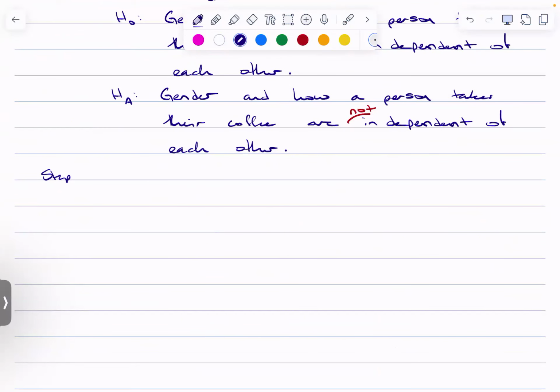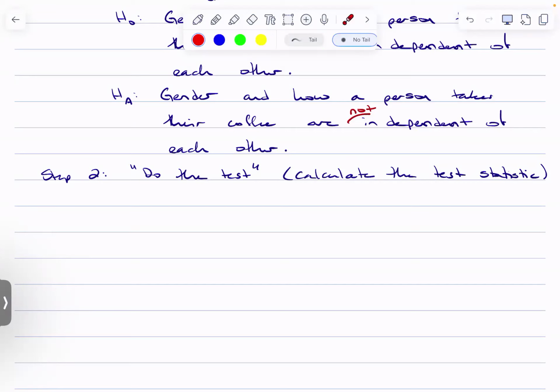So in step 2, we do the test. I call it do the test, but it's really calculate the test statistic. Which I have to point out now because for some reason last term, you know how on some of those assignment questions, it says, what's the test statistic? I was getting a lot of questions. What do you mean the test statistic? I don't know what that is. So now okay, calculate the test statistic.